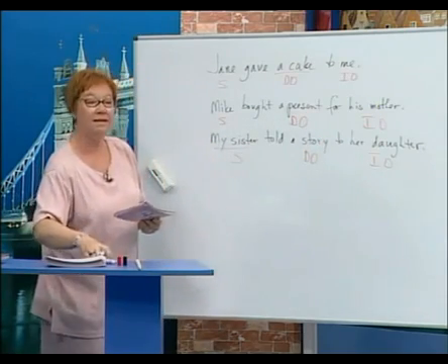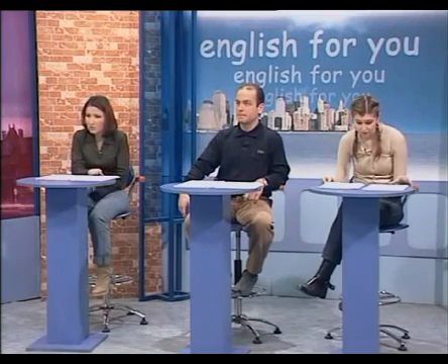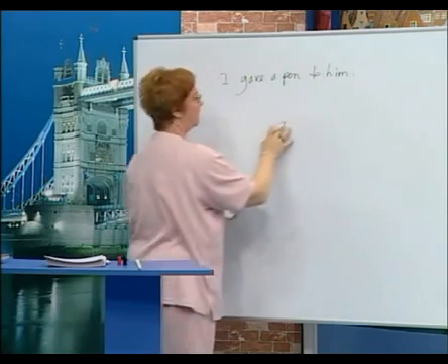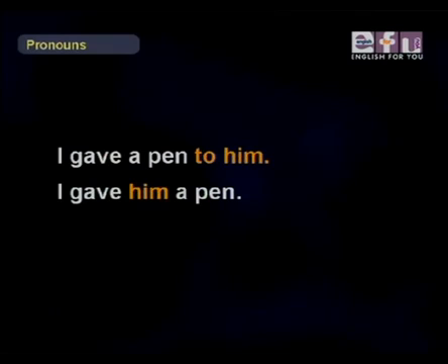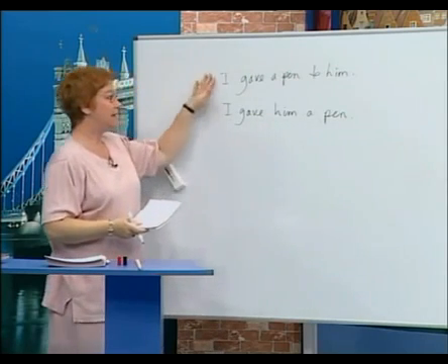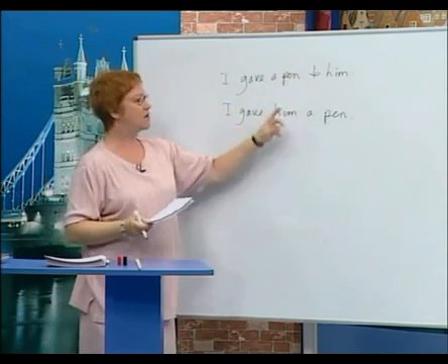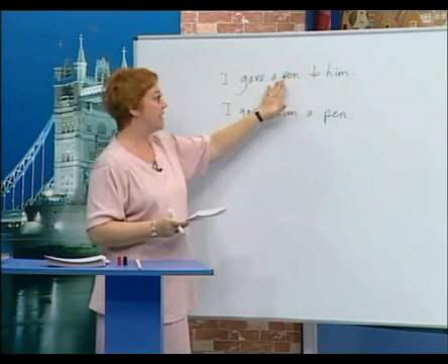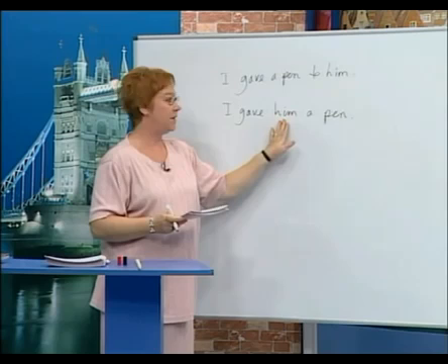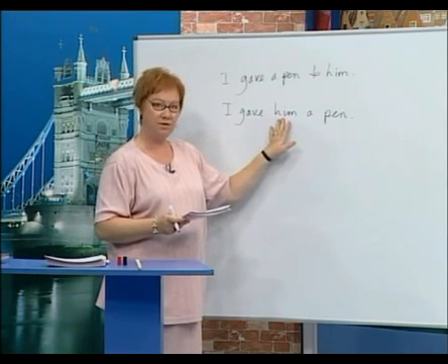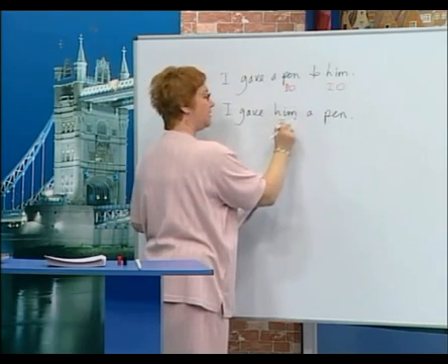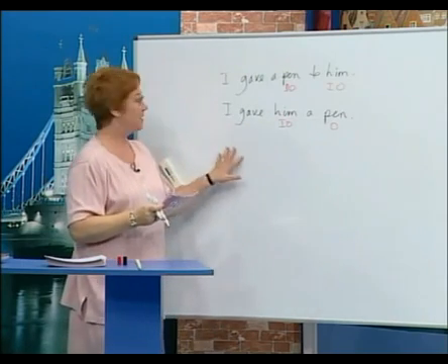All right, now let's look at a couple of more examples that are the same but different. I gave a pen to him. Or I gave him a pen. Now, these sentences have the same meaning, but the structure is a little different. Now, there's no to here. Here there is, because we have direct object, indirect object. When we put it here, it's still the indirect object, but there's no to, no for. Okay? So they're the same.